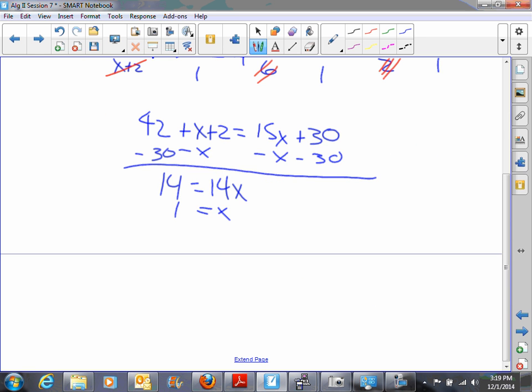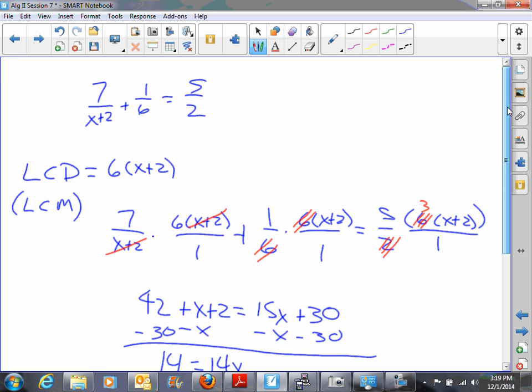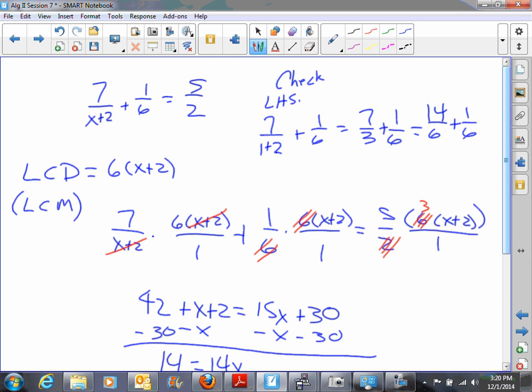Now let's go back and check to see if this equation actually does work when x is 1. To check, the left-hand side of the equation is 7 over 1 plus 2, plus 1/6. Well, that's 7/3 plus 1/6, which is 14/6 plus 1/6, which is 15/6. And 3 goes into both 15 and 6, giving 5/2, and that's what we had on the right-hand side. So it does check. So x equals 1.